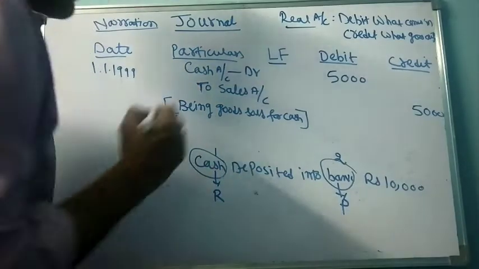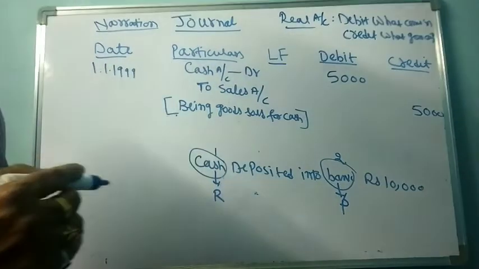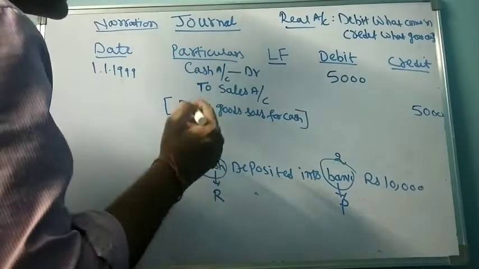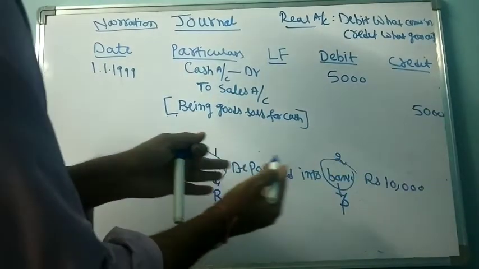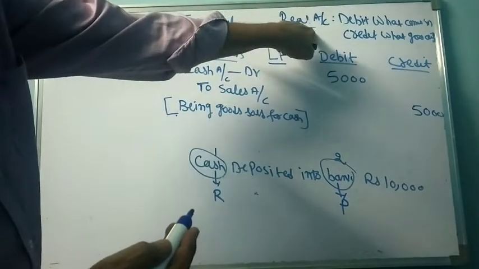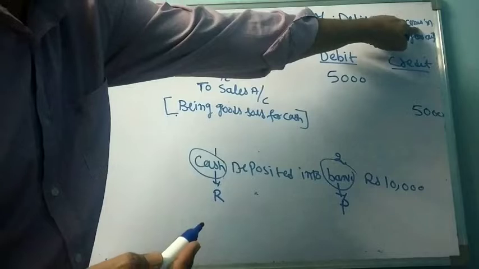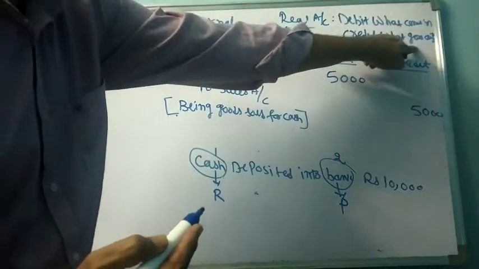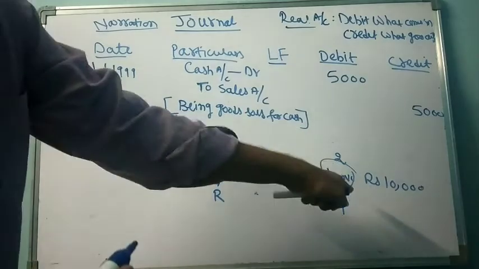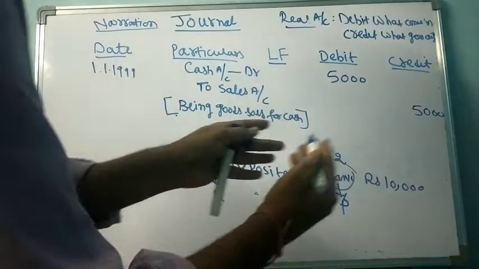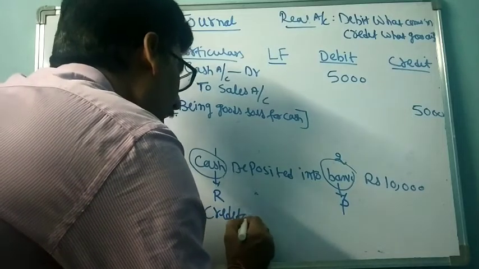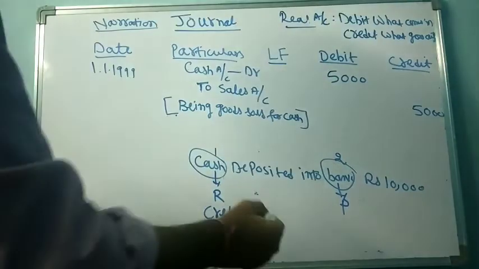Now apply the rules of account. Always think from the business point of view. So from the business point of view, we are depositing cash into bank. That means cash is going out of the business. What are the rules of real account? Debit what comes in, credit what goes out. Now cash is going. Where is it going? Into the bank. From the business into the bank. So cash should be credited. Real account rules: debit what comes in, credit what goes out.